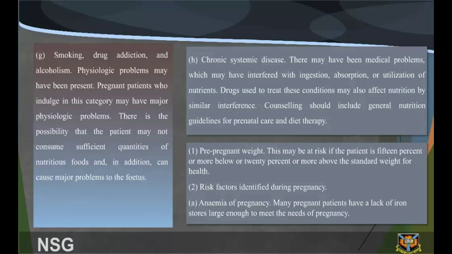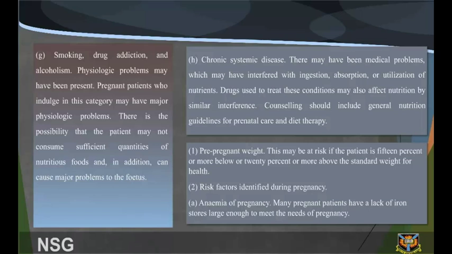Chronic systemic disease. There may have been medical problems which may have interfered with ingestion, absorption, or utilization of nutrients. Drugs used to treat these conditions may also affect nutrition by similar interference. Counseling should include general nutrition guidelines for prenatal care and diet therapy. Pre-pregnant weight. This may be at risk if the patient is 15% or more below or 20% or more above the standard weight for health.